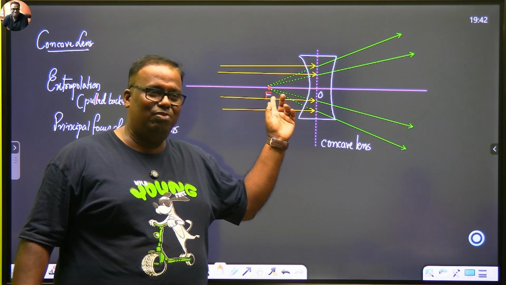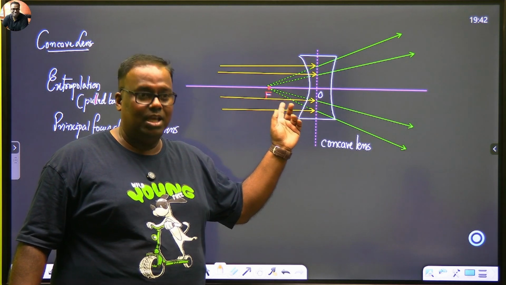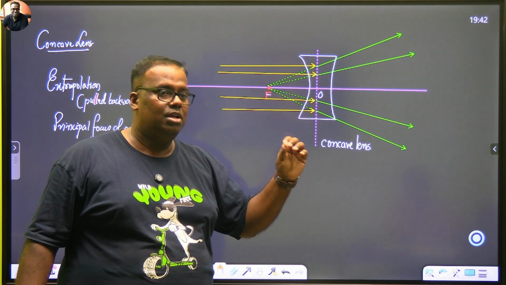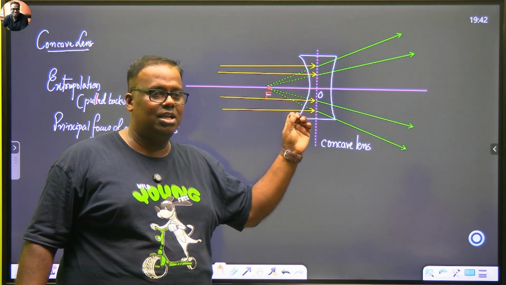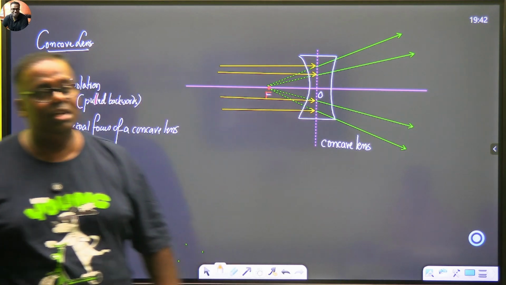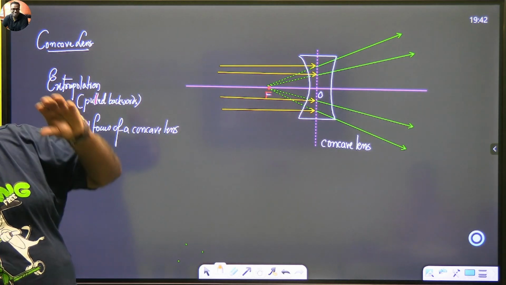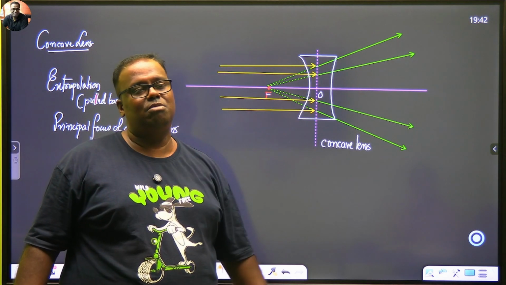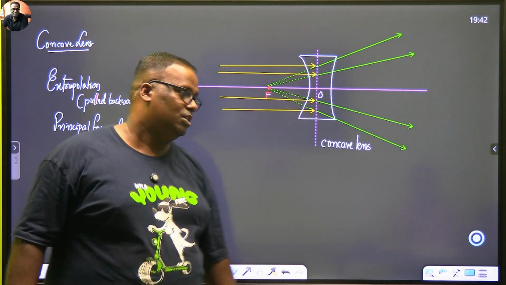The principal focus of a concave lens is a point on the principal axis from which refracted rays appear to diverge out after a beam of parallel rays parallel to the principal axis were incident upon this particular concave lens. So we can write it.